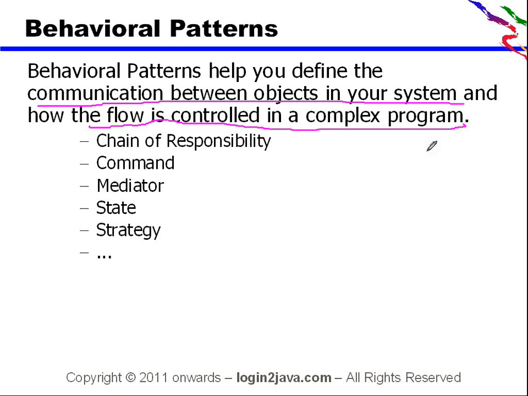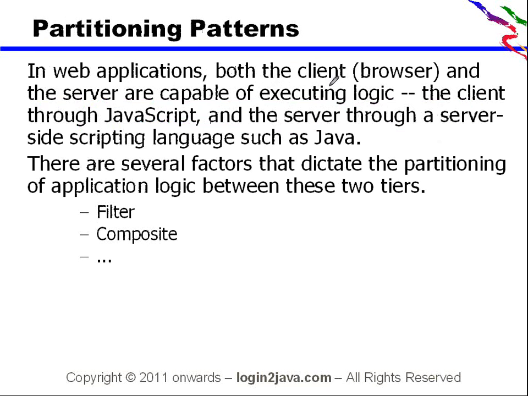Partitioning patterns are basically, say in a web application, both the client and the server are capable of executing logic. The client through JavaScript and the server through server-side scripting such as Java. So there are several factors that dictate the partitioning of application logic between these two tiers. If you are using communication, you need to use a partitioning pattern for better code. Filter, composite are examples of partitioning patterns.